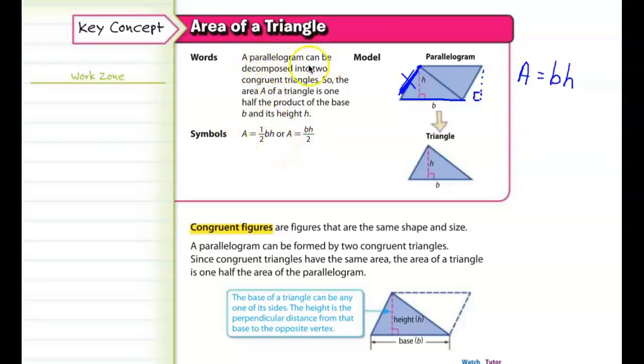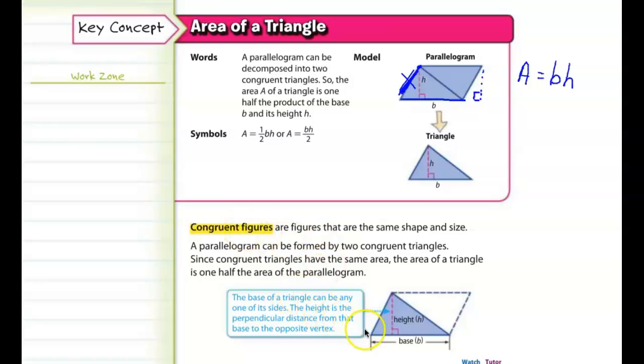A parallelogram can be decomposed, that means cut into pieces, into two congruent triangles. So the area A of a triangle is 1/2 the product of the base times the height. And that either can be written as a fraction, base times height multiplied by the fraction 1/2, or you can actually write it as an improper fraction, base times height divided by 2 as the denominator.